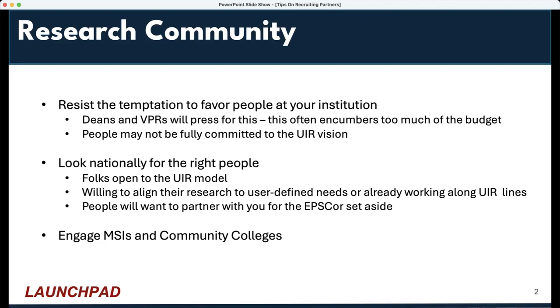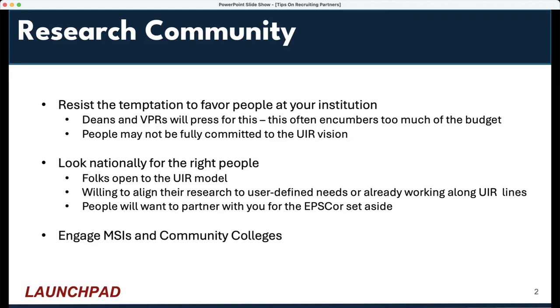And it turns out also that the people at your institution may not be fully committed to the UIR vision. Let's face it, we all go into this business of academia because we want to do what we want to do. And people have their own research agendas, and many of them are unwilling to modify that.